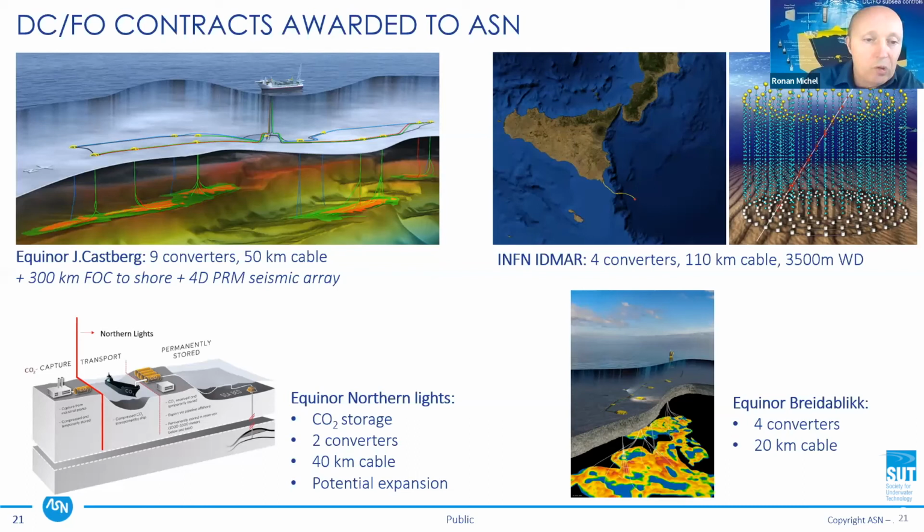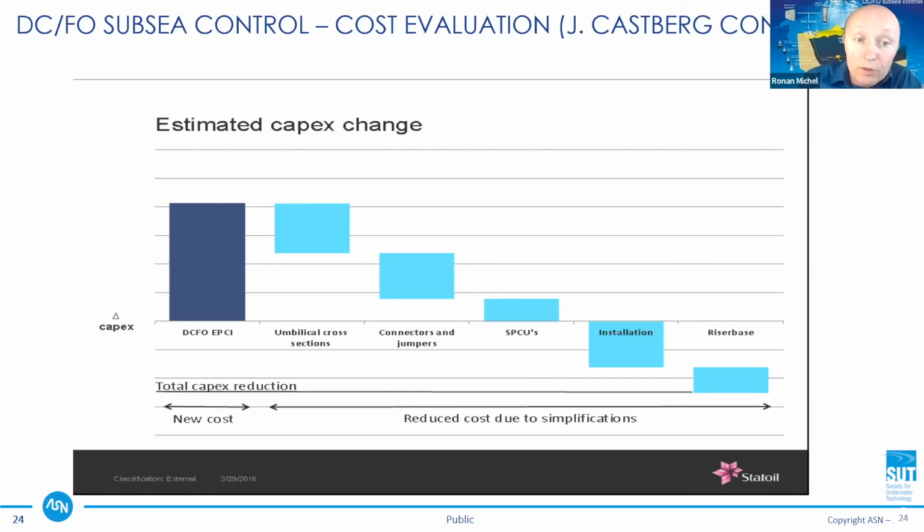So this is about the cost evaluation. People are saying, yes, but this is going to be another cable in the water in addition to my umbilical. Yes, but this is Equinor, or Statoil at that time, assessment slide. If they pay for DCFO, that is only for CapEx, as remember, I've been saying about OPEX and number of savings in operations. So you spend the money on the DCFO as EPCI, including the installation.